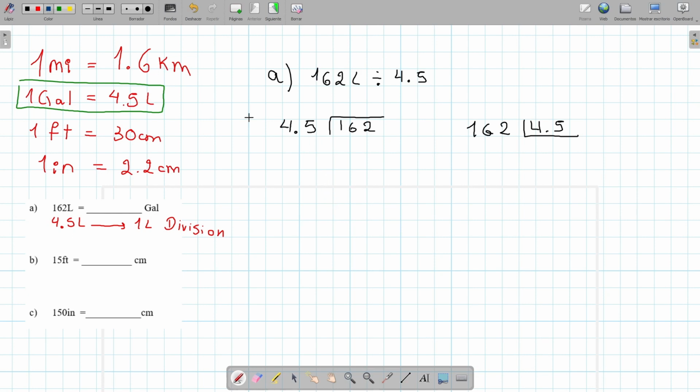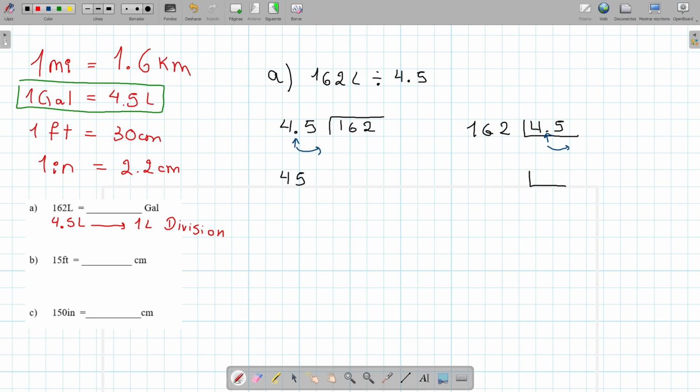So the main problem that most students struggle with here is the decimal place. The decimal place is not very comfortable to work with in divisions. So what we have to do is move this comma to the right place. If we move the decimal comma to the right place, 4.5 will transform to 45.